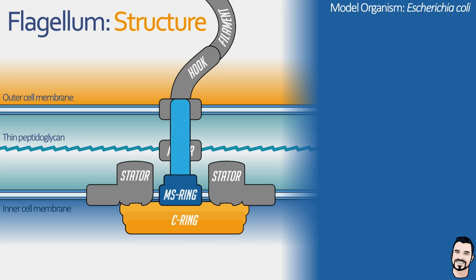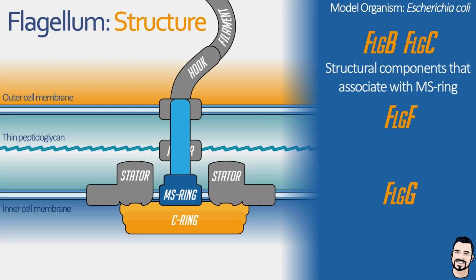Now, this connects the MS ring to other structural elements of the flagellum, as we will see in a minute, and it is made up of 4 key proteins: FLGB, C, F, and G. Now, around 6 copies of both FLGB and C form the basal segment of the proximal rod, associating with the MS ring, helping to transmit torque.